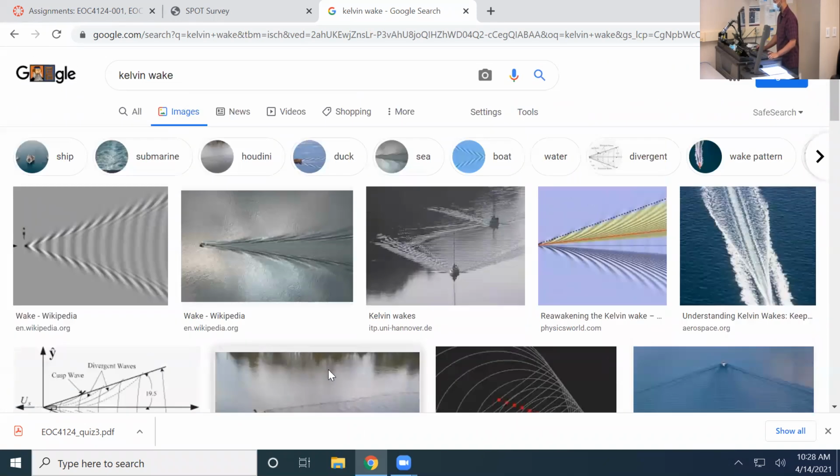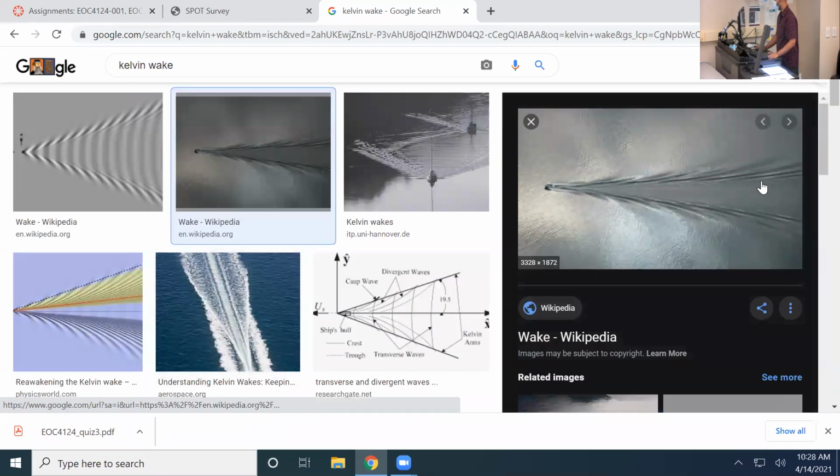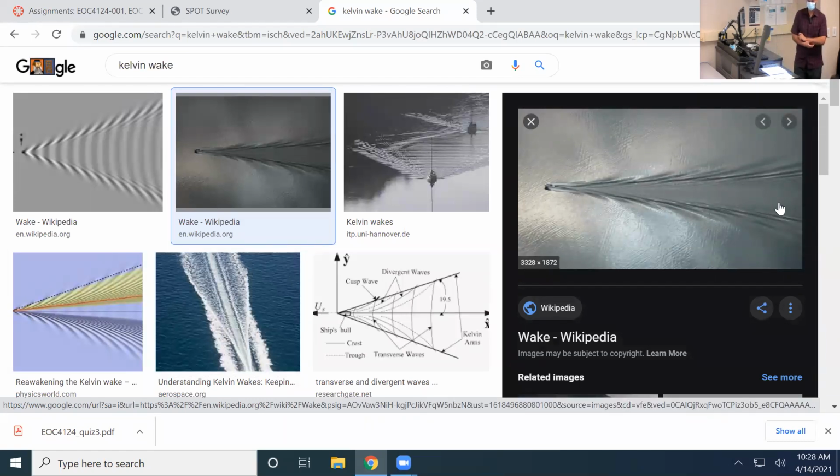wave? Okay, so this very specific pattern that we see behind boats, Kelvin realized that if we have a point particle moving through fluid, theoretically, he showed that you would get a similar wave system. Okay, so that's why these are called Kelvin wakes.